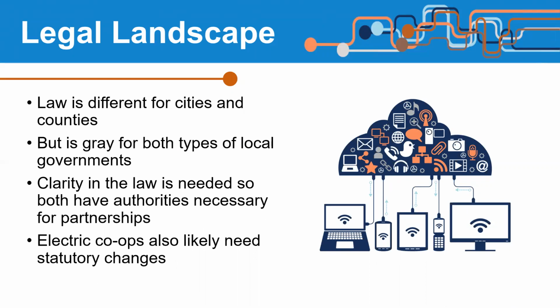We need clarity in that law so that all these public partners have the absolute authority necessary to enter into these partnerships. And from the private sector's perspective too, this is important so that they understand and have some reassurance that the local government is authorized legally to undertake the activities that they're promising to do in any kind of partnership. We'll go through that in just a moment, but we also want to note that our electric co-ops in this state also likely need some statutory changes for them to really participate as full-fledged partners as well.